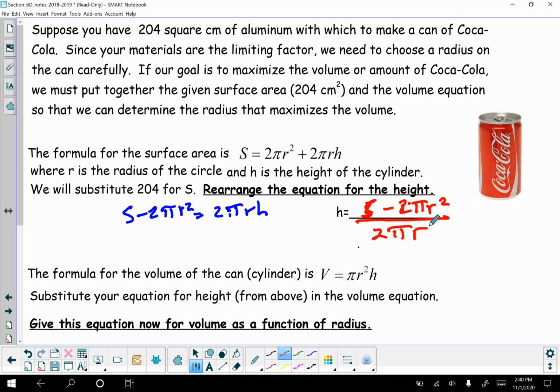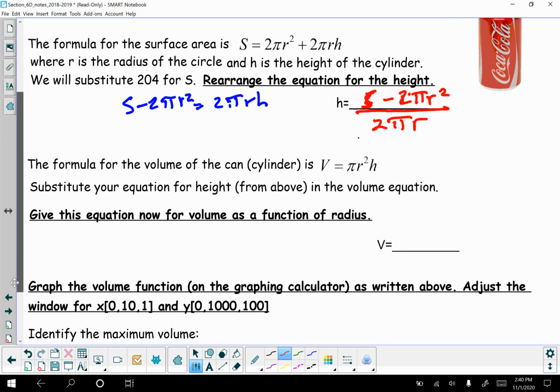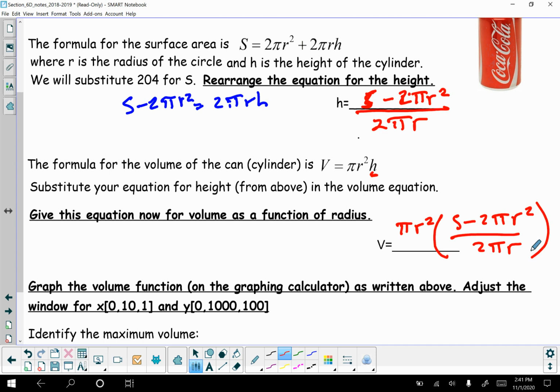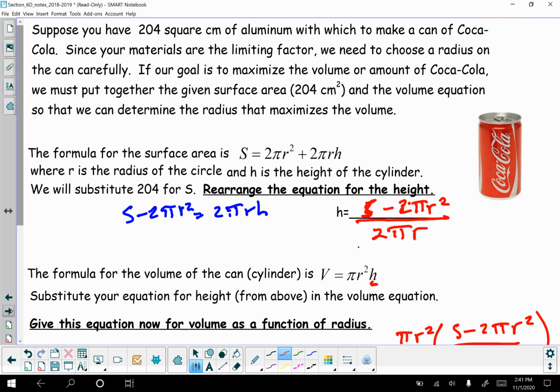Wow. The volume for the cylinder of this can is going to be that. So that means I can plug that whole thing in. I'm going to just show you, this might be one we might want to look at in class. So I have pi r squared, and I'm subbing in for h, my S minus 2 pi r squared over 2 pi r. So that's what my volume would be. Okay, this is definitely one that I want to look at more in class.